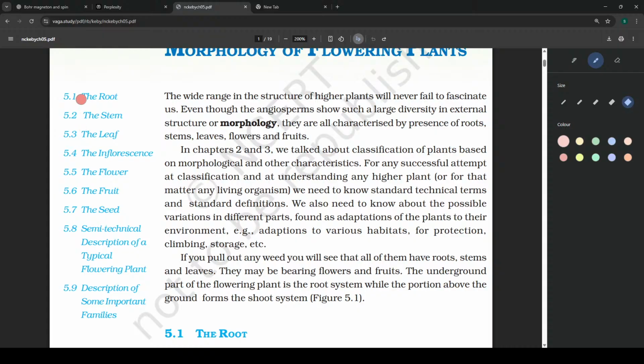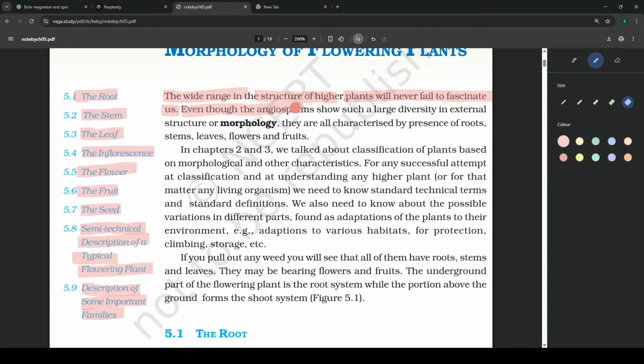In this chapter, we are going to see the root, the stem, the leaf, the inflorescence, the flower, the fruit, the seed, the semi-technical description of a typical flowering plant, and the description of some important families. The wide range in the structure of higher plants will never fail to fascinate us. Yes, there are many kinds of plants, from large trees to small shrubs, herbs and many other things.